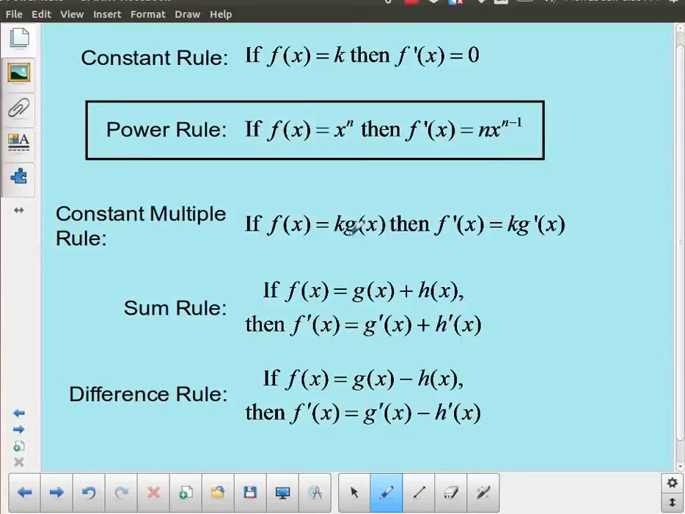If we have our function multiplied by some constant out in front, then when we take our derivative, that constant remains unchanged. We just ignore the constant, we leave it as a multiplier in front, and we take the derivative of the function itself.